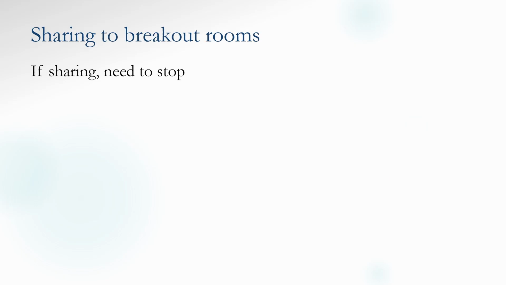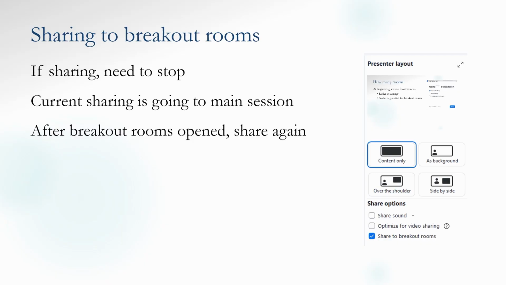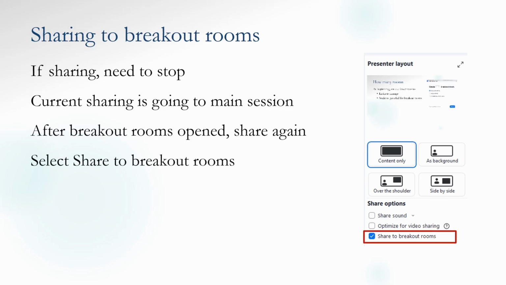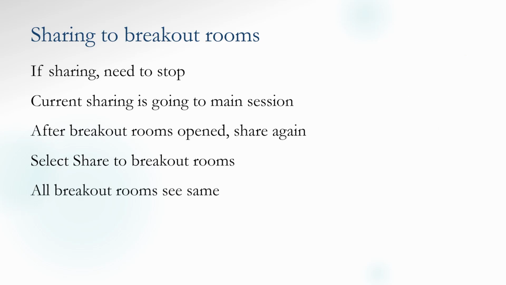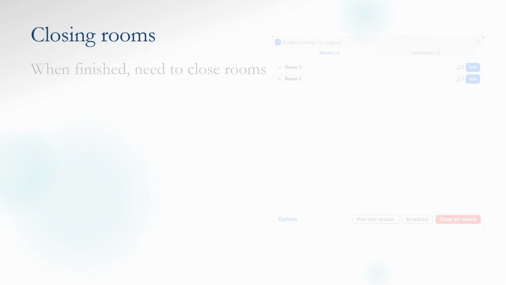If you are already sharing your screen, you will want to stop the sharing if you want the breakout rooms to see what you share. Remember, each breakout room is its own separate Zoom meeting. Your current sharing will only be seen by those in the main session. After you have opened the breakout rooms, start the sharing process again. Make sure you select the Share to Breakout Rooms option. Now all breakout rooms will see the same thing, whatever it is that you are sharing.